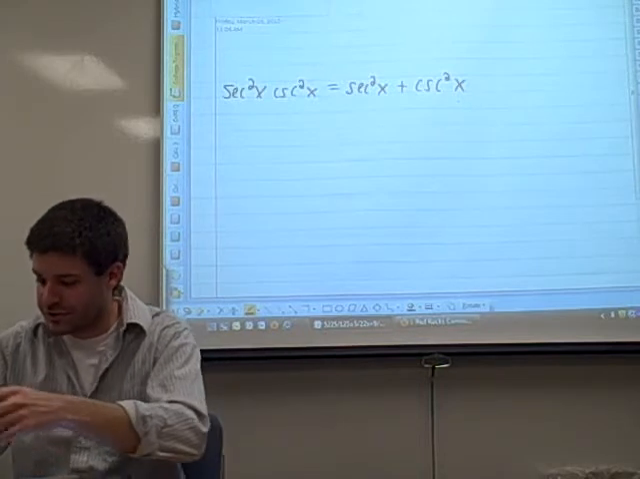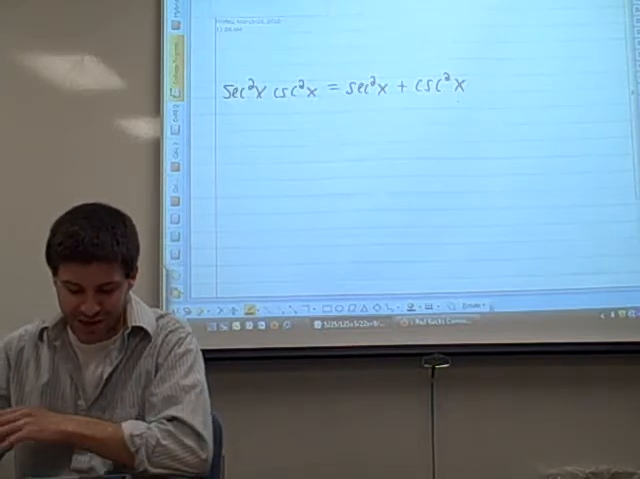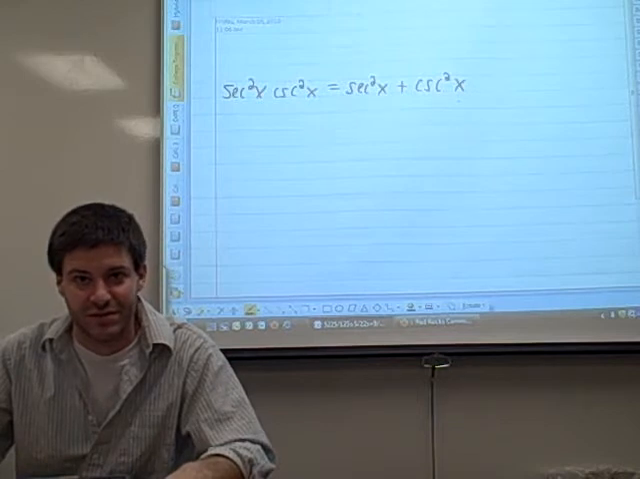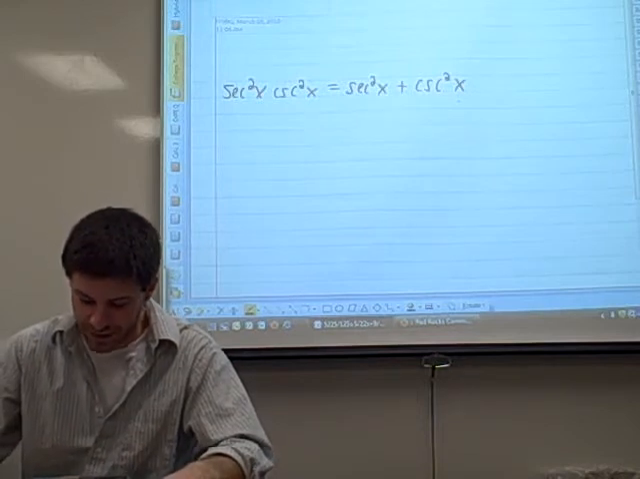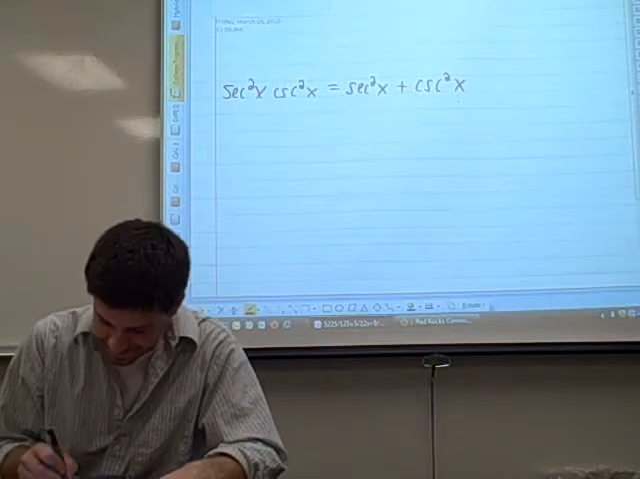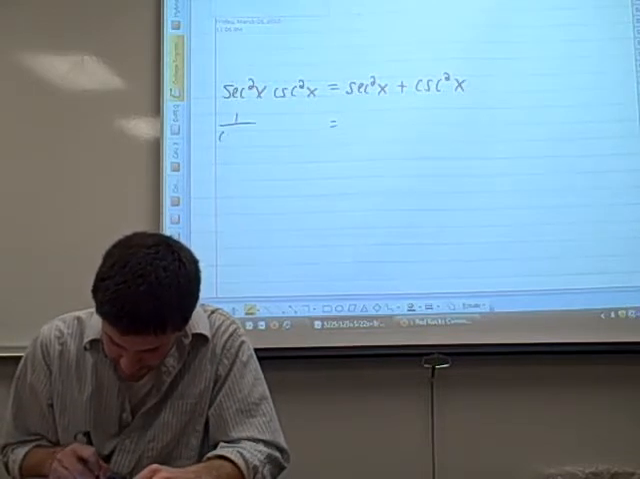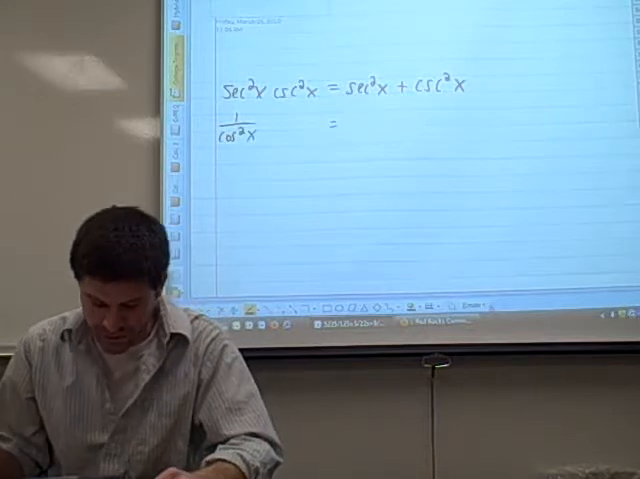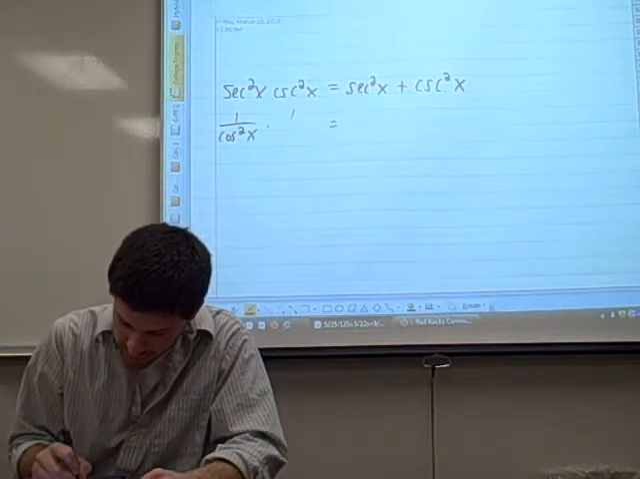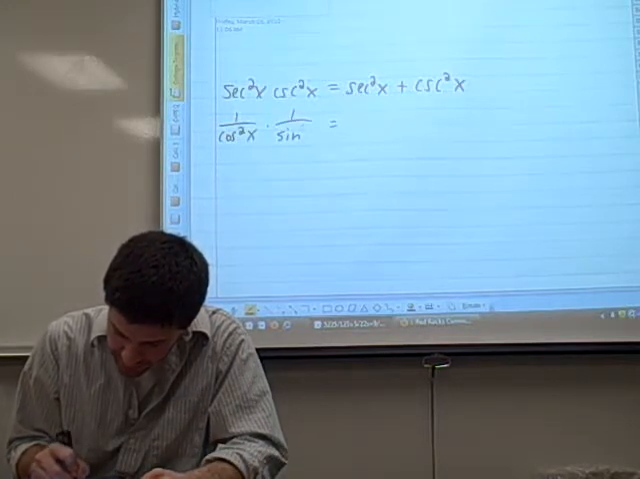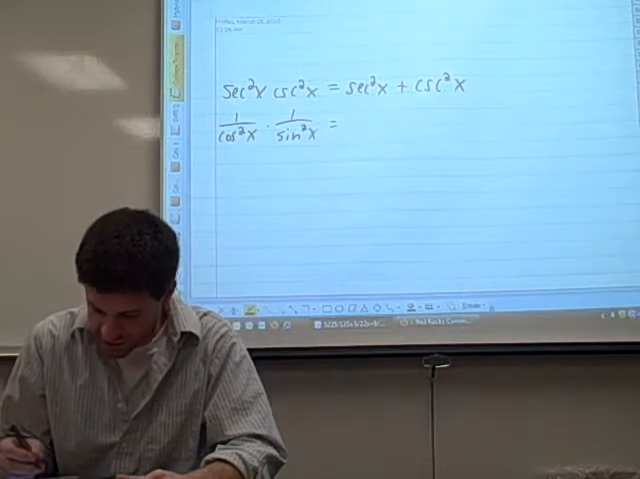So what I'm going to do is try to just write this thing in terms of sines and cosines, and hopefully something will happen. So secant, you know, is 1 over cosine. Cosecant, you know, is 1 over sine. Same is true for the right-hand side.